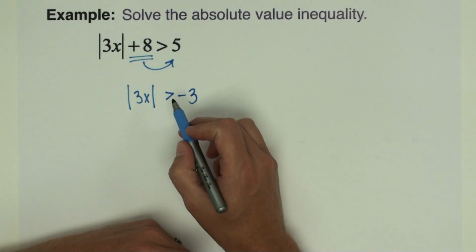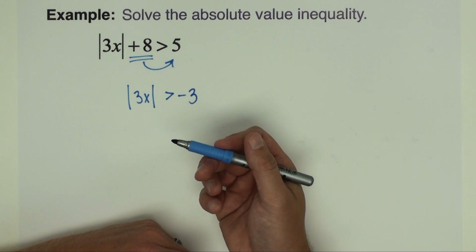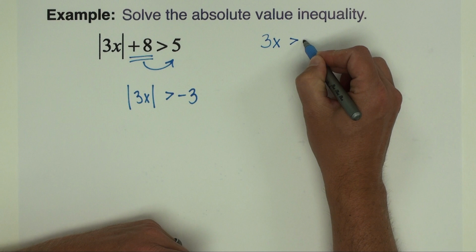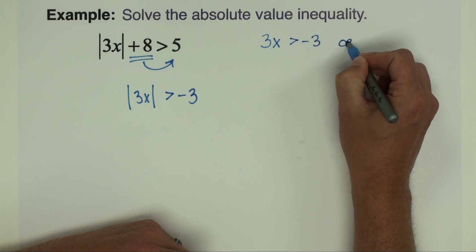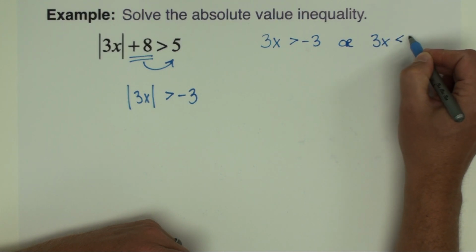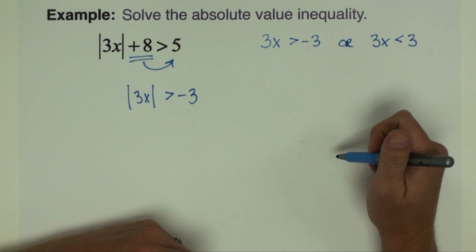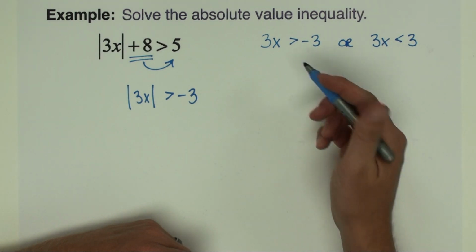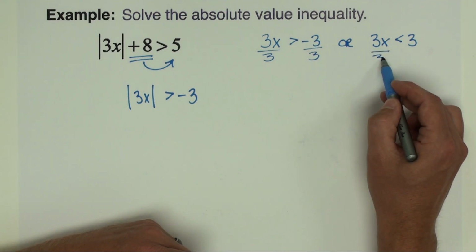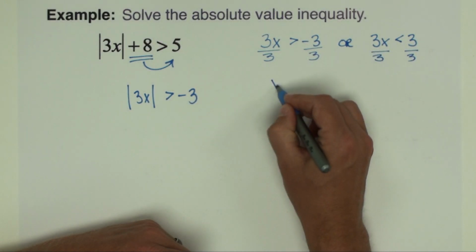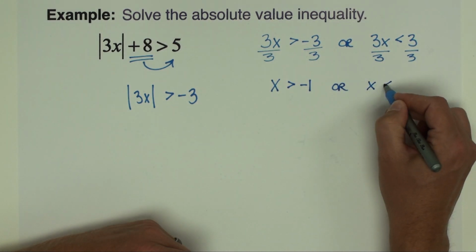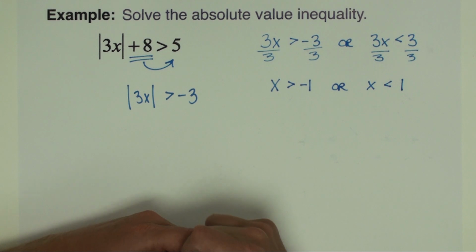Because it's a greater than, that's an or statement. So we want 3x greater than negative 3, or we want 3x less than positive 3. Okay, so we're going to solve both of these. It's just a simple divide by 3 on both of them. So we get x is greater than negative 1 or x is less than 1.